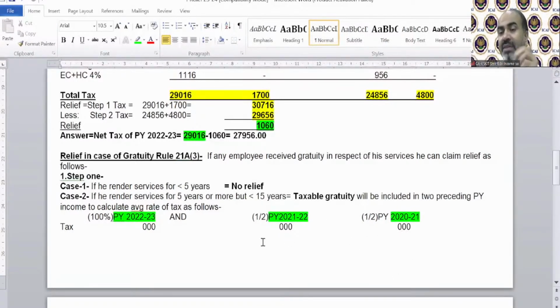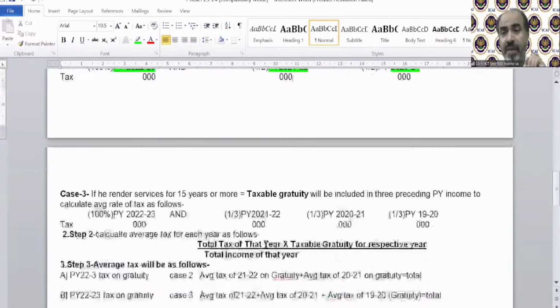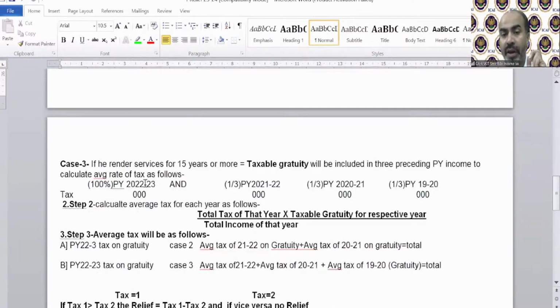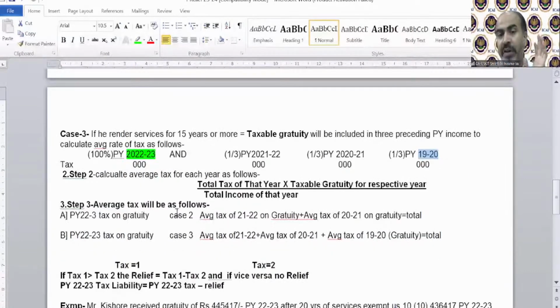Then check whether the average tax is higher than that or not. This is a solved example, so you will be able to understand it more. If you worked for more than 15 years, then the gratuity will be divided over 3 years: full value in previous year 22-23, and 1/3 in previous year 21-22, 1/3 in 20-21 and 1/3 in 19-20. We need to calculate the average rate of tax for each year as follows.